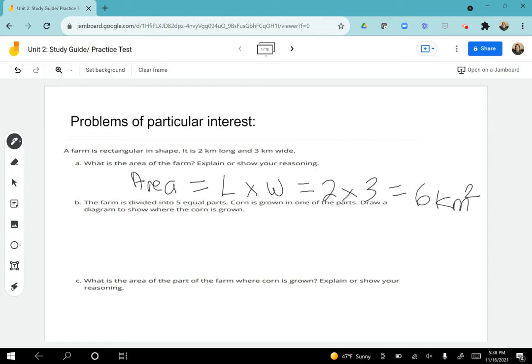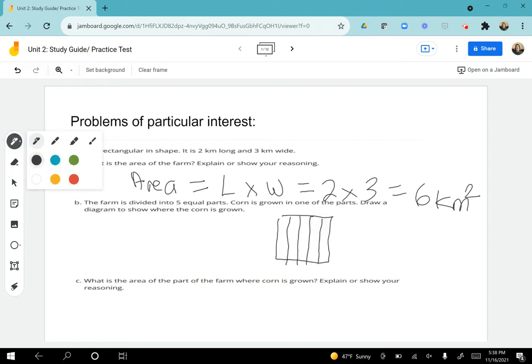So again, we know that this farm is rectangular in shape. And so all I need to do is divide the farm into 5 equal sections as best I can. Then I'll color in one of these equal sections here to represent where the corn is grown.